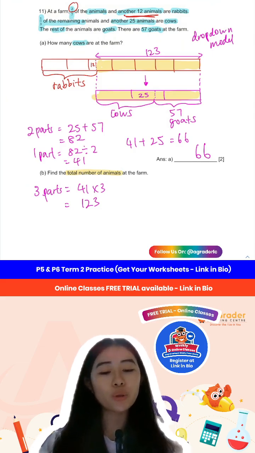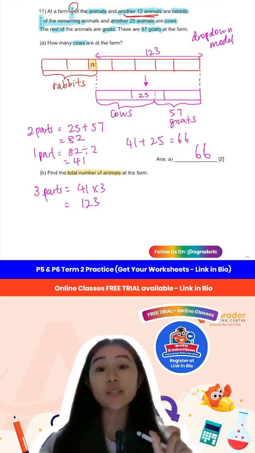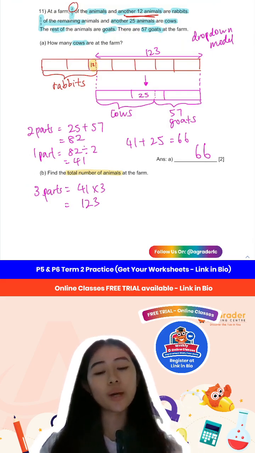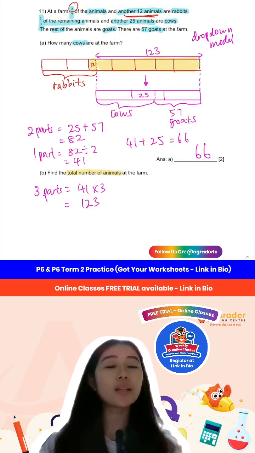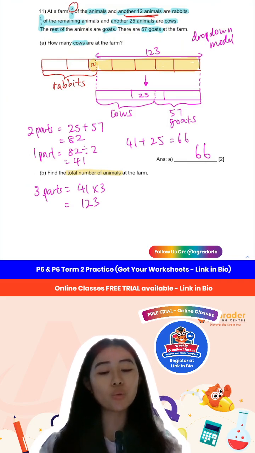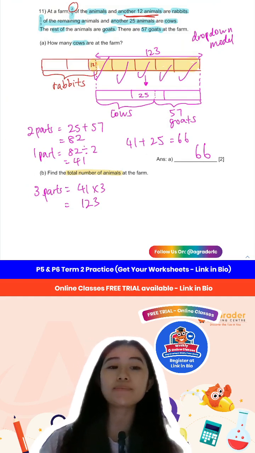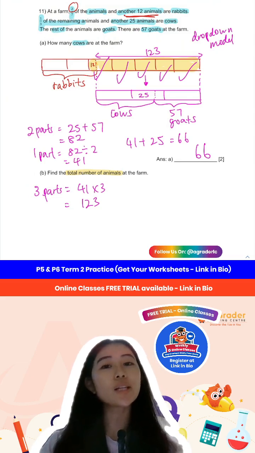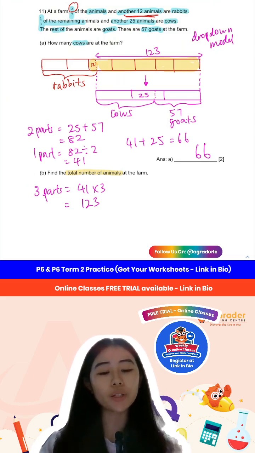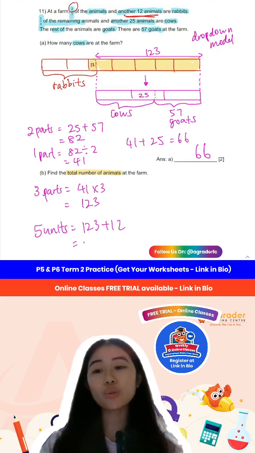Okay, so Supernova says that the next step would be to add them together. Yes, you're correct. Over here, you see that there's a small section, which is 12. You add it with 123. Once you add it together, that will equal 1, 2, 3, 4, 5 units. So that's how you get 5 units for the top part of the model. So your 5 units will be 135.